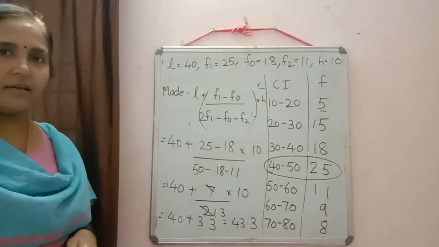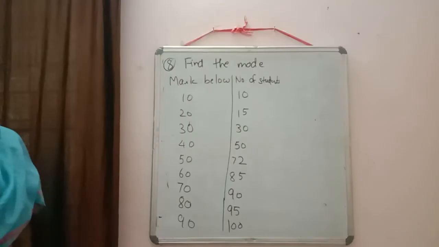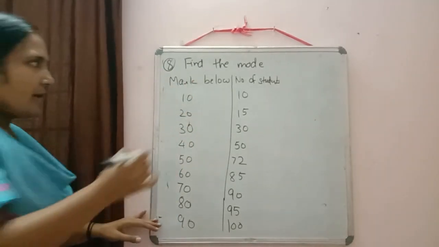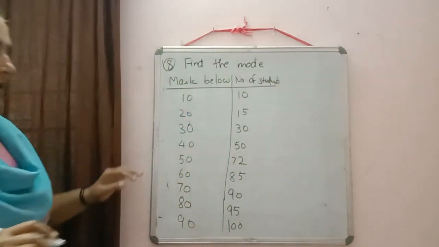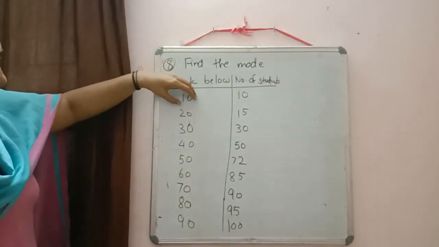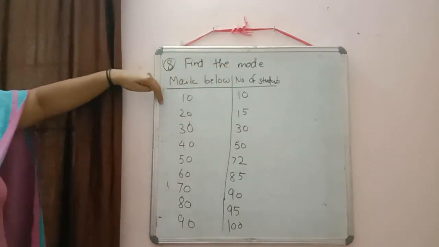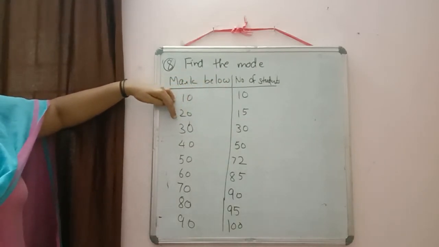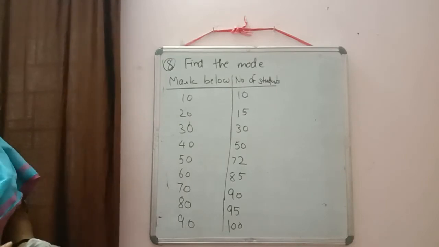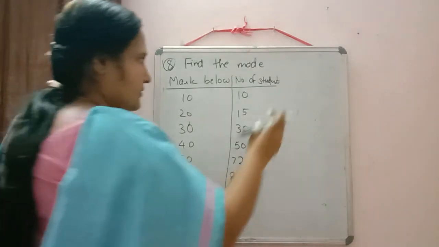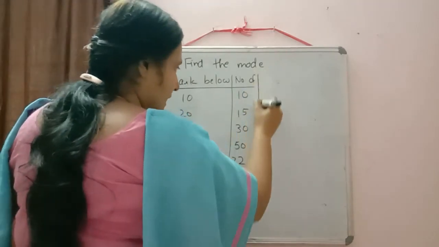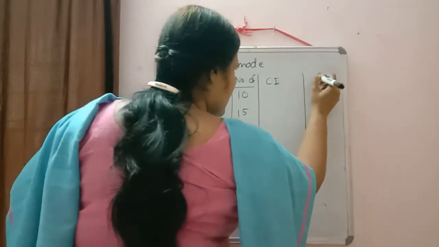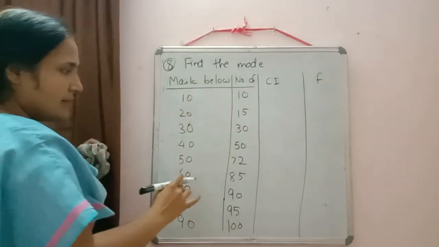Okay, so moving on to the next question. In this question also we have to find the mode. Marks below is given and the number of students are given. Marks below 10 means a total of 10 students have marks below 10, and a total of 15 students have got below 20. So first we have to find the class interval. To find it, first check the class size. For that you want the difference. 10, 20, 30, the difference is 10.